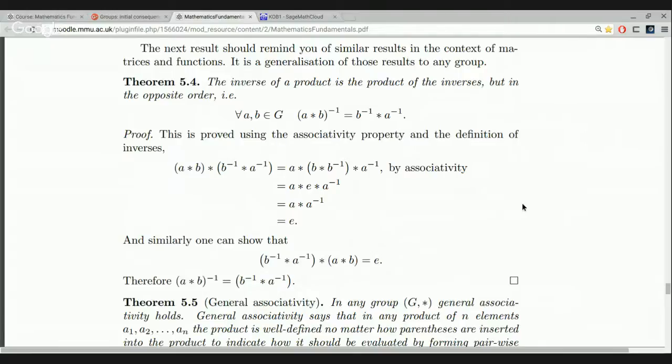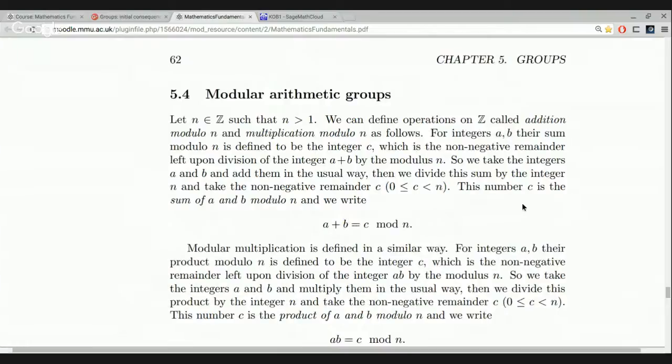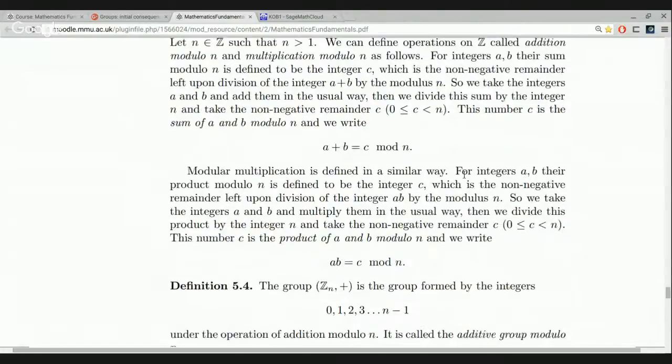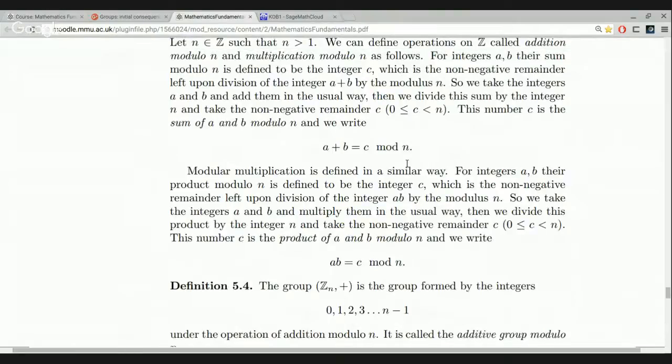So I want to show you some more examples of groups. These are the modular arithmetic groups. They're on page 62. Now, some of you may have seen these before. At first glance, it just looks like normal operations on integers, addition and multiplication. But it's not the normal addition and multiplication. We're doing addition and multiplication with respect to a modulus. A modulus is another positive integer n.